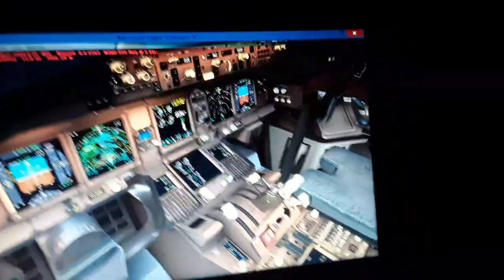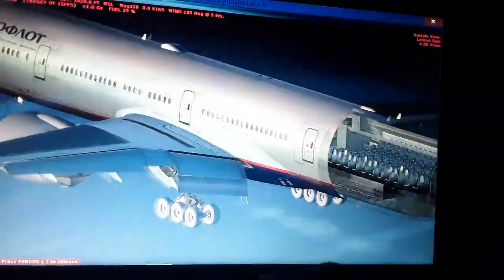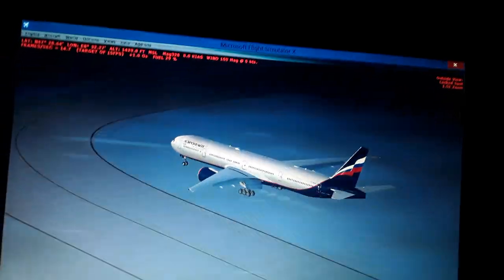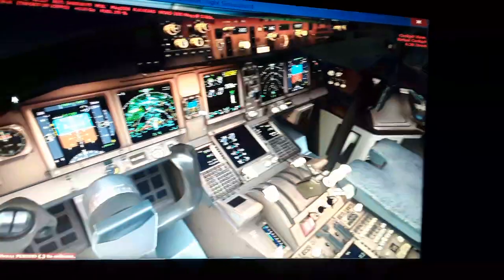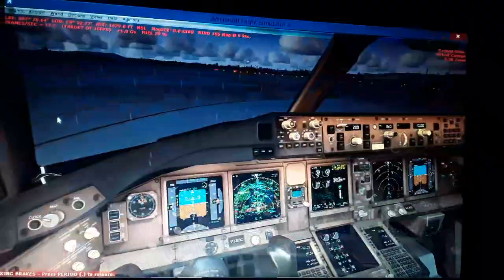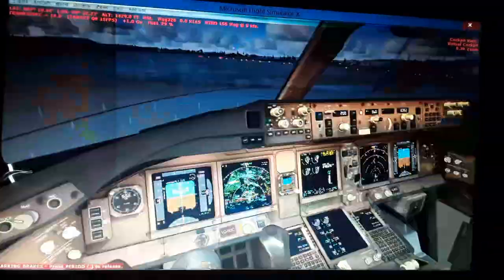So we start with these systems here. So you can see also a nice view of the aircraft from outside. So I hope you like it.